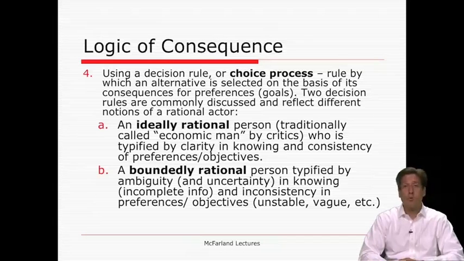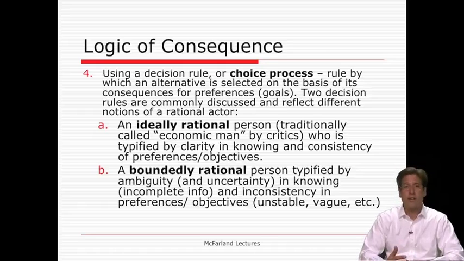The fourth aspect of a rational decision process, or the logic of consequence, concerns using a decision rule, or a choice process. Graham Allison refers to this as an inference pattern. Here the choice process is a rule by which an alternative is selected on the basis of its consequences for preferences or goals. Two decision rules are commonly discussed and reflect different notions of a rational actor. The first is really an ideally rational person, traditionally called economic man by its critics. This individual is typified by clarity and knowing and consistency of preferences and objectives. They're an ideal form of a rational actor.